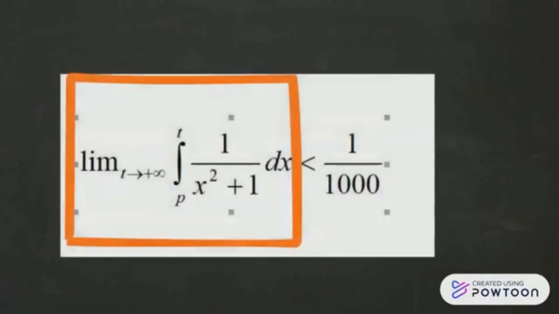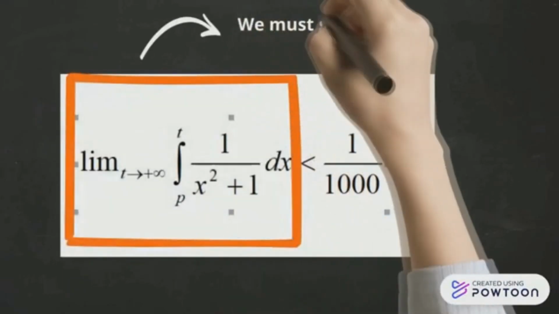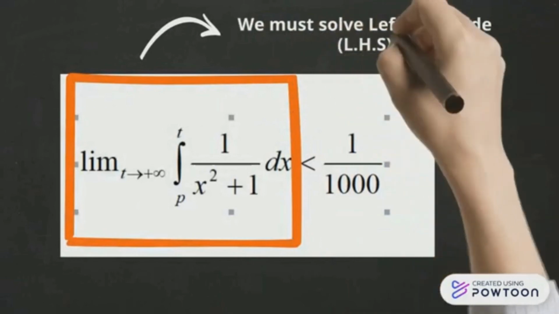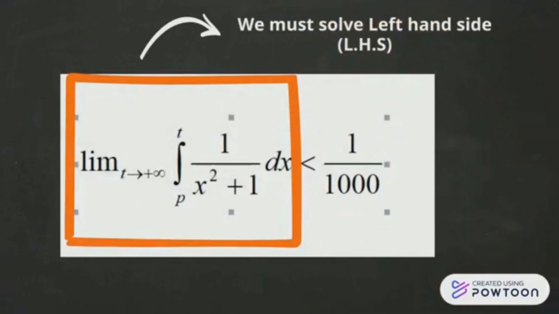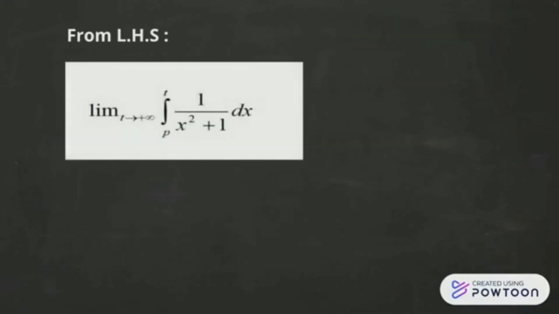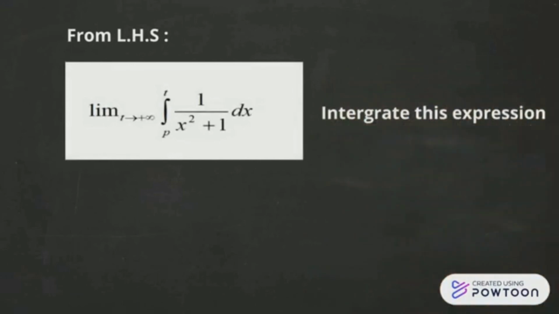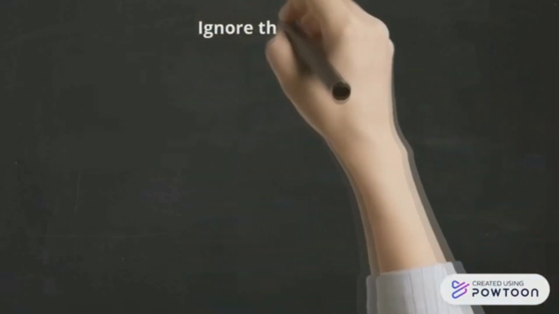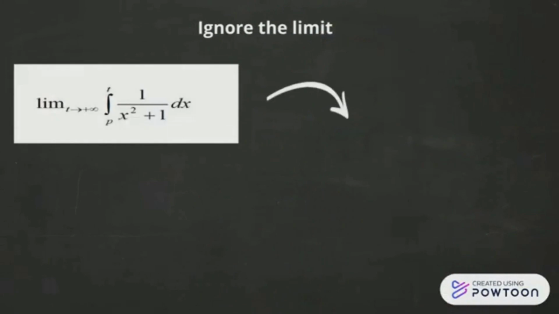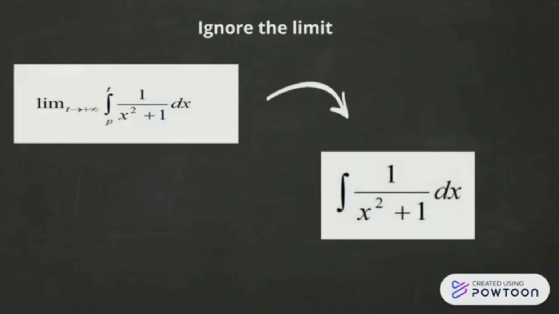We must solve the left hand side first, which is the limit as t approaches positive infinity of the integral from p to t of the function 1 over x squared plus 1 dx. And we ignore the right hand side, which is 1 over 1000. From the left hand side, we must integrate this expression. To make it easier, we ignore the limit first, and the expression will be the integral of the function 1 over x squared plus 1 dx.